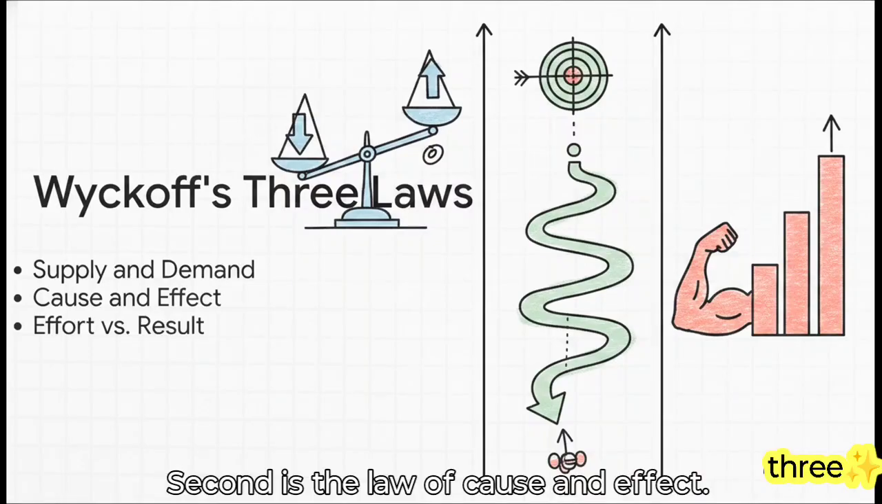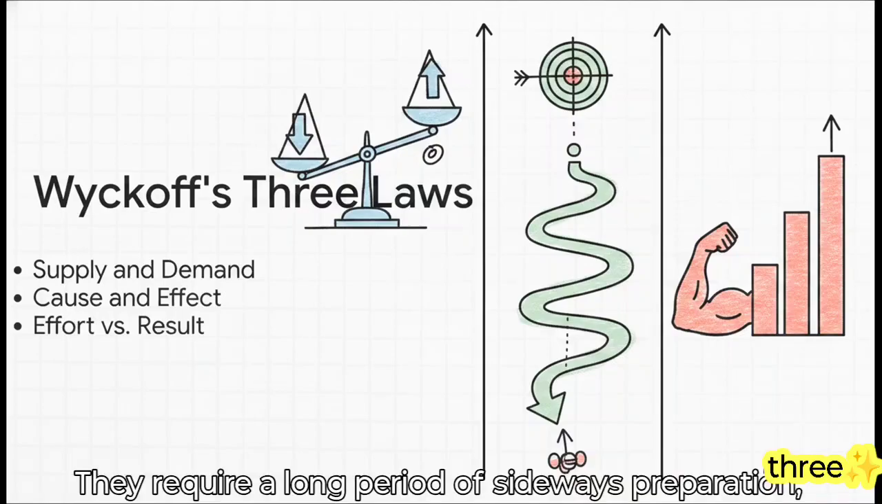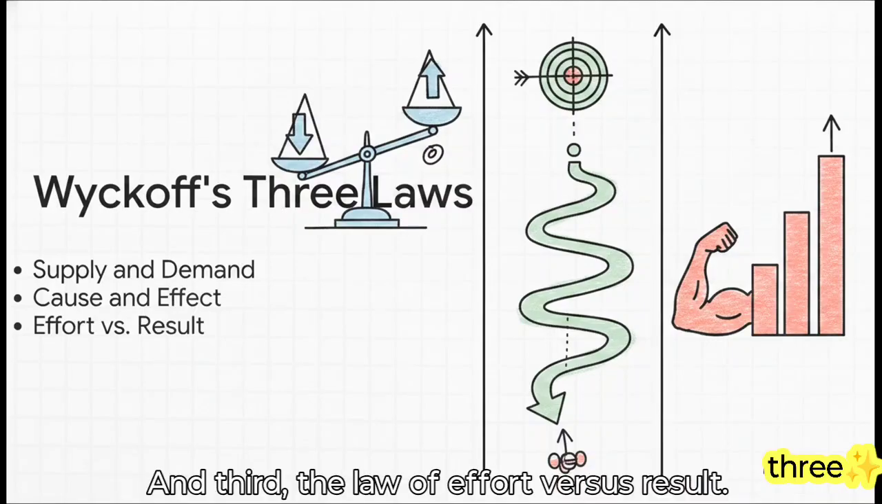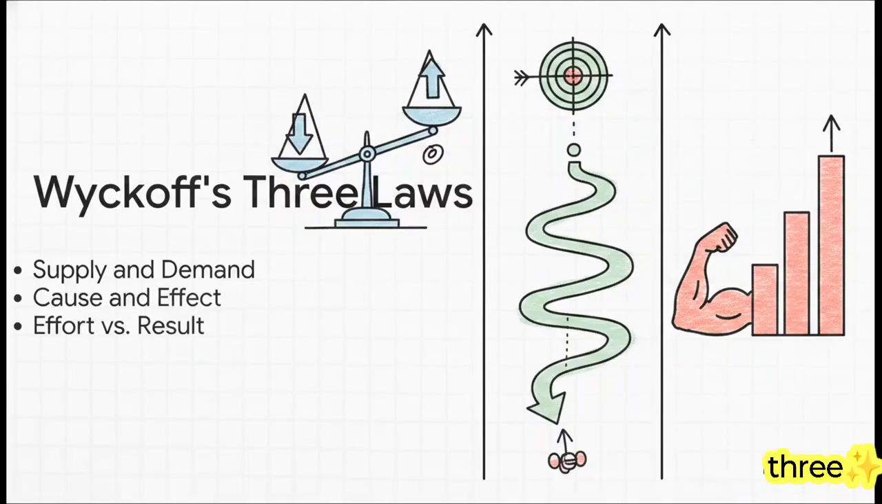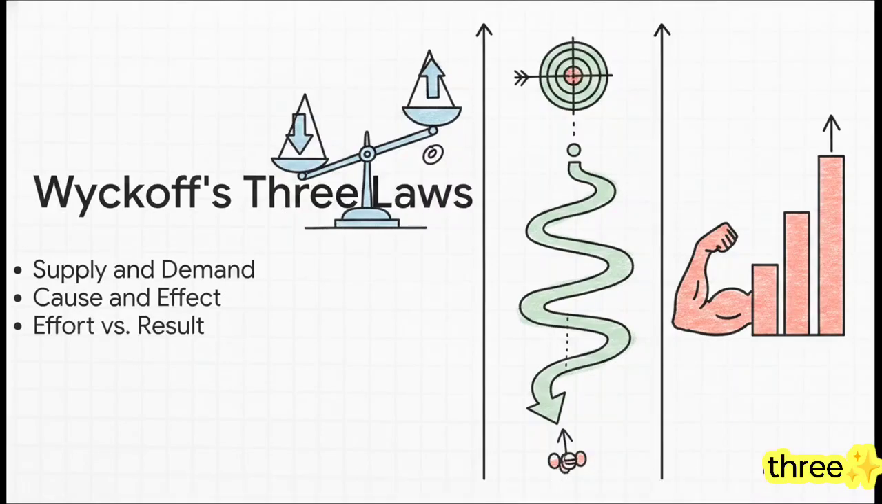Second is the law of cause and effect. See, market trends don't just happen by accident. They require a long period of sideways preparation, which is the cause, to produce the resulting trend, which is the effect. And third, the law of effort versus result. Here, effort is represented by trading volume, and the result is the actual price progress. Those two need to align for a trend to be considered healthy.